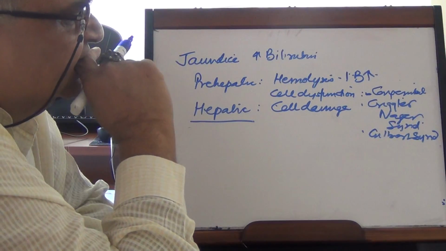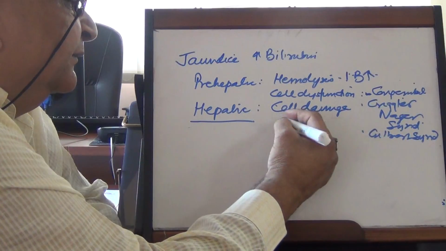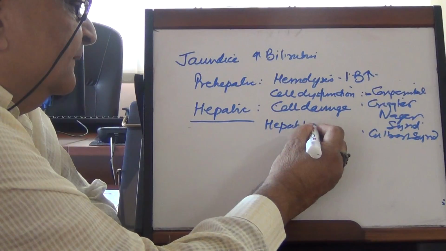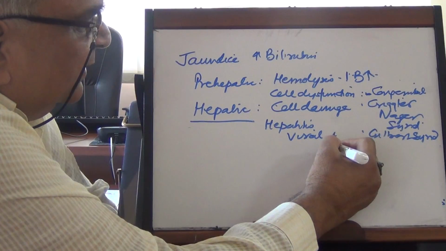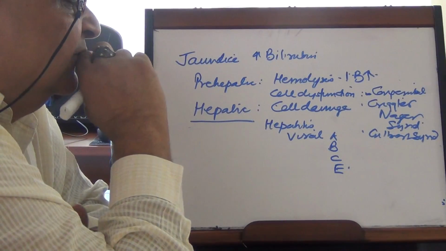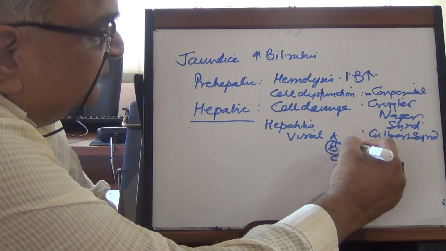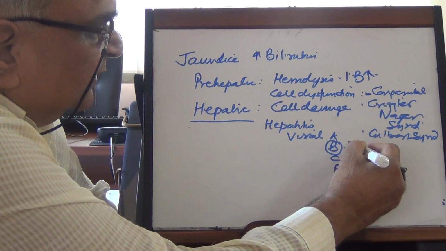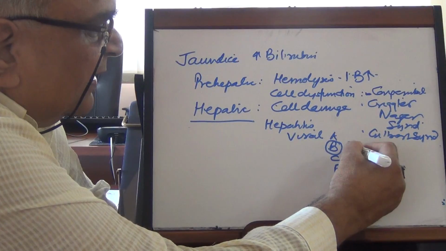The cell damage can be because of hepatitis, viral hepatitis, and you have A, B, C and E viruses which can produce hepatitis. The B hepatitis is more dangerous, more fatal, but transmits by only parenteral route.